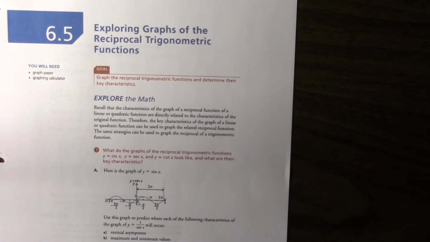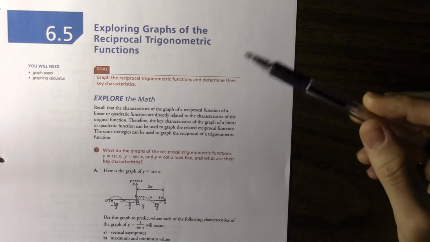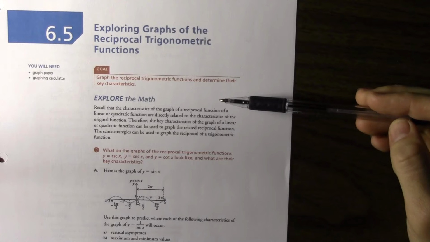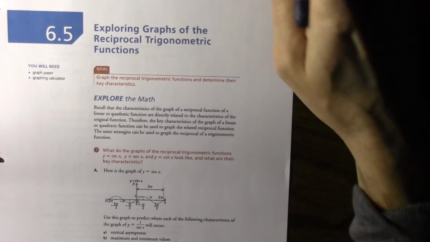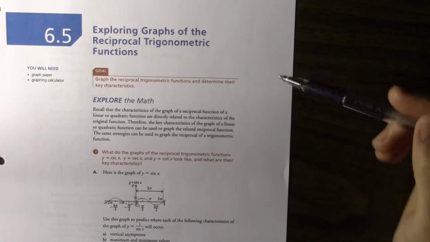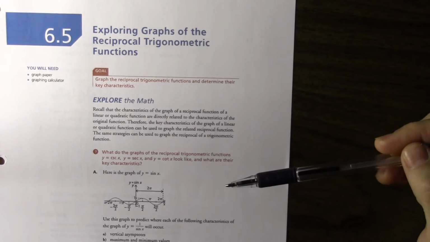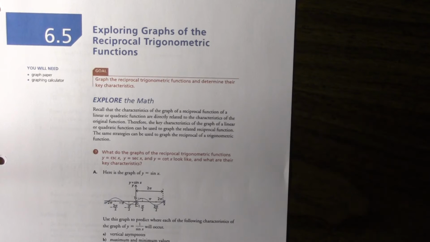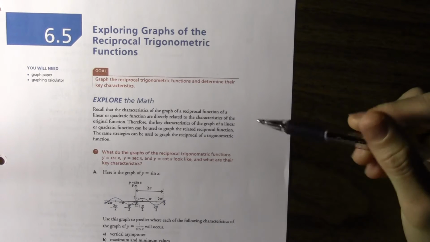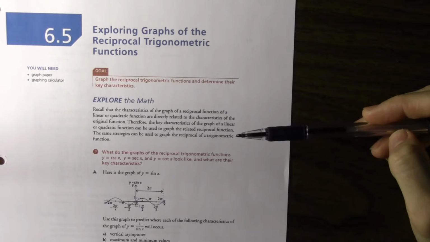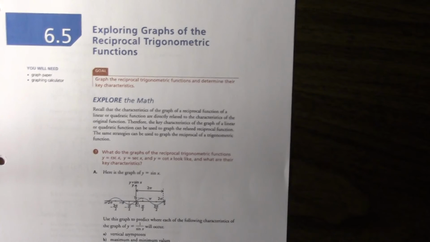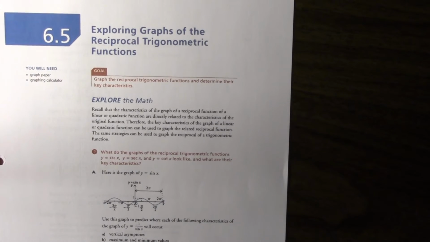Okay, this is 6.5, exploring graphs of reciprocal trigonometric functions. So our goal is to graph the reciprocal trigonometric functions and determine their key characteristics. Everything we've learned about trigonometric functions and everything we've learned about reciprocal functions, now we're combining those two lessons and looking at the graphs of cosecant, secant, and cotangent, which of course you know as the reciprocals of the regular trigonometric functions sine, cos, and tan.